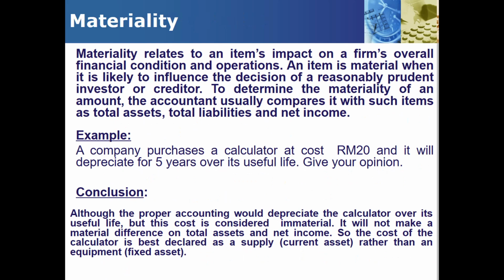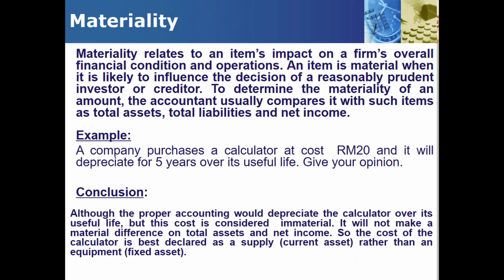7. Materiality. Materiality relates to an item's impact on a firm's overall financial condition and operations. An item is material when it is likely to influence the decision of a reasonably prudent investor or creditor. To determine the materiality of an amount, the accountant usually compares it with such items as total assets, total liabilities, and net income.